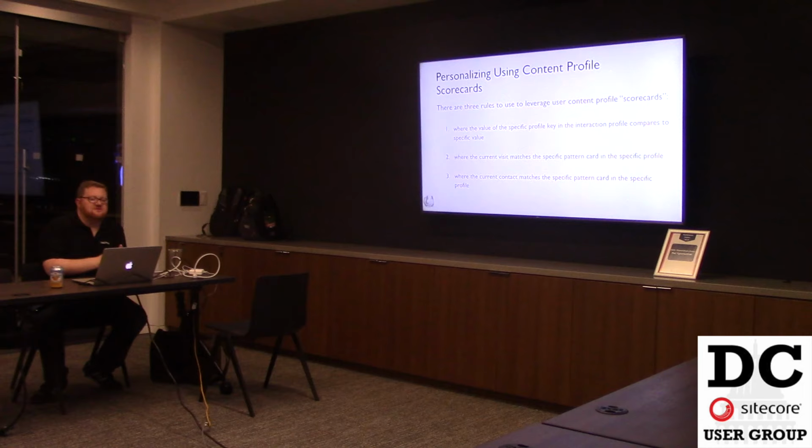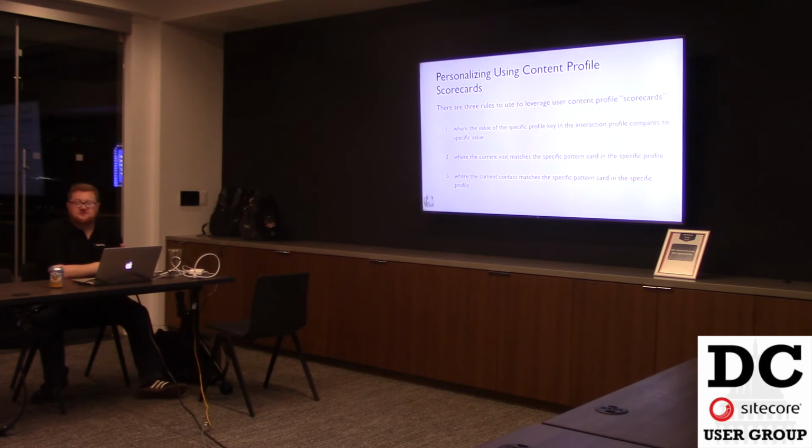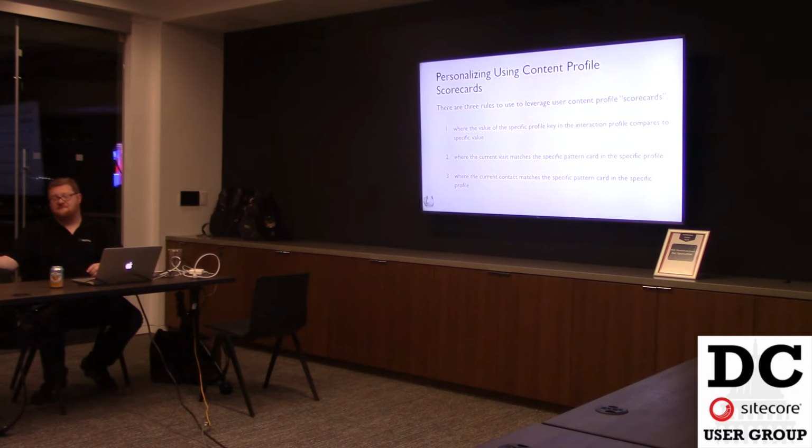Alright, so how do you actually personalize using those content profile scorecards? You use the rules, and there are 3 to think about. There's one where a specific profile key in the interaction profile compares to a specific value. That's the one I was talking about, how you can say if a person has more than 10 dog points, show them this dog content. If they have more than 10 cat points, show them the cat content. If they have less than 10 dog points and more than 5 cat points, show them cat content or something like that, right? You can combine these in ways like that.